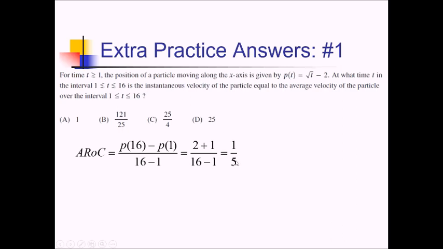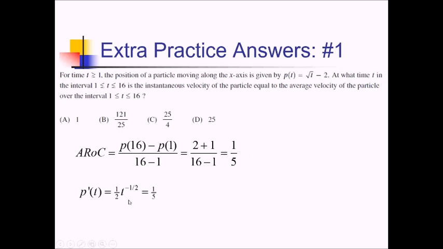And now we needed to know at what time the instantaneous velocity was equal to this average velocity, kind of like a mean value theorem sort of setup. So we need to find the instantaneous velocity formula for p of t. We need p prime of t, and then we're going to set that equal to the 1/5 that we just got. The function originally is t to the 1/2 minus 2. So using the power rule, we can write p prime as 1/2 t to the negative 1/2. And again, we want this to equal 1/5. We want to know what time that happens.